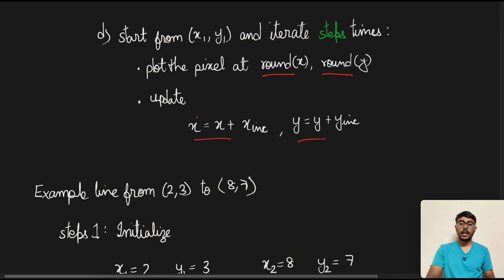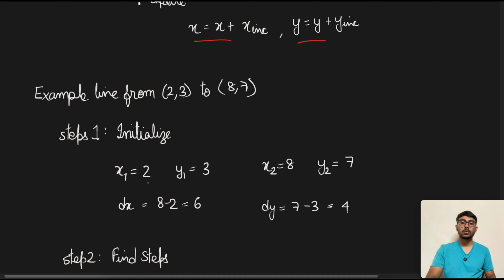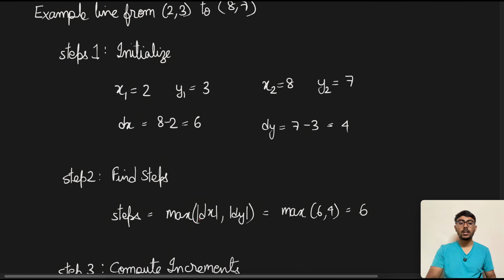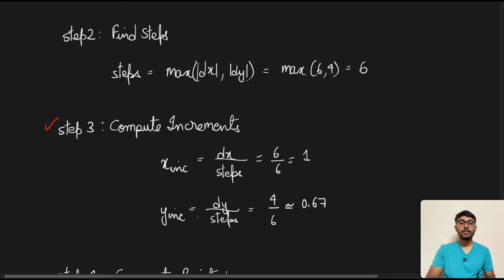Okay, now we will go to the actual problem which we have. The line from 2 comma 3 to 8 comma 7: we initialize it with x1 equal 2, y1 equal 3, x2 equal 8 and y2 equal 7. We calculate dx and dy. We see that the maximum out of these is 6, so it is dx. So we compute the increments, which is dx upon steps, so 6 by 6, which is 1. Then we calculate the y increment, dy upon steps, which is 4 upon 6, which is nearly equal to 0.67.